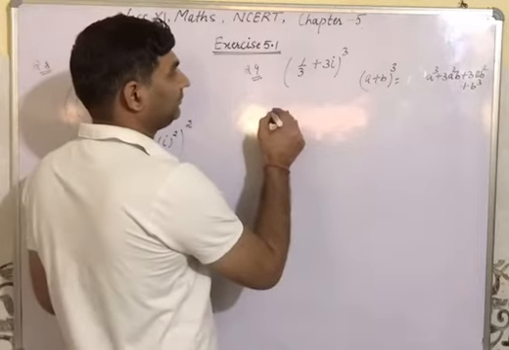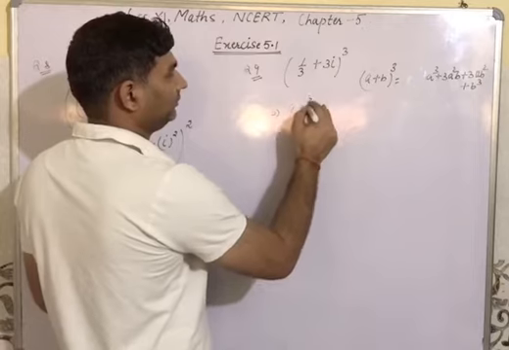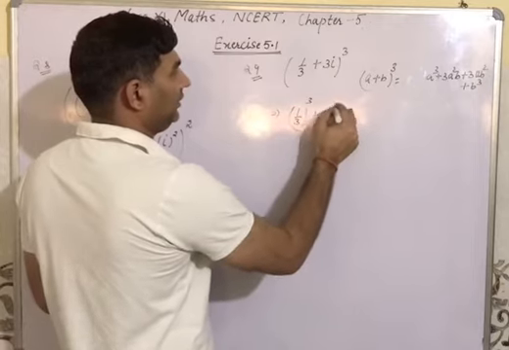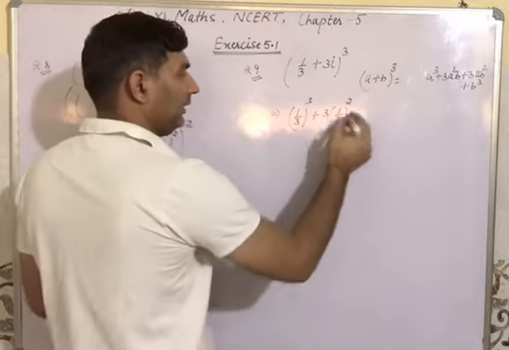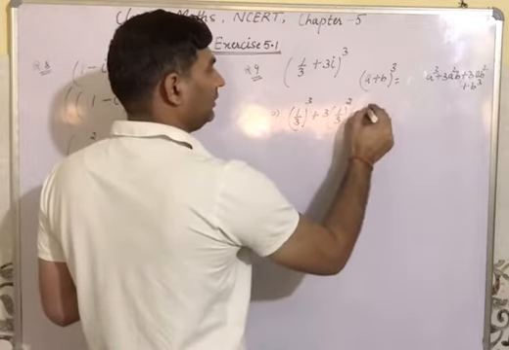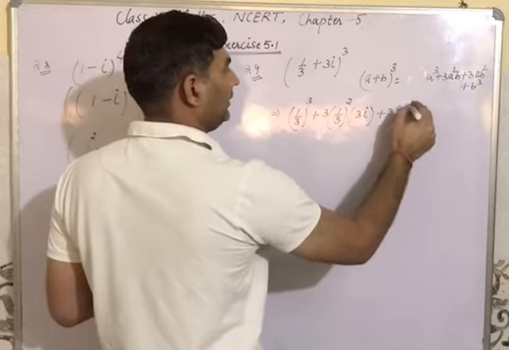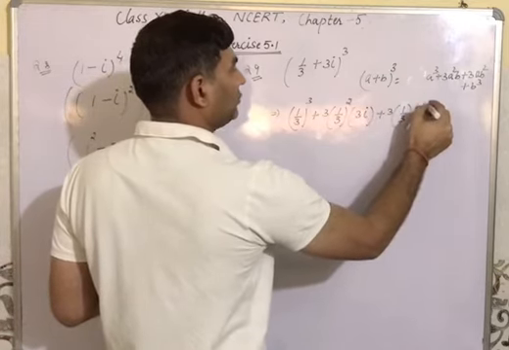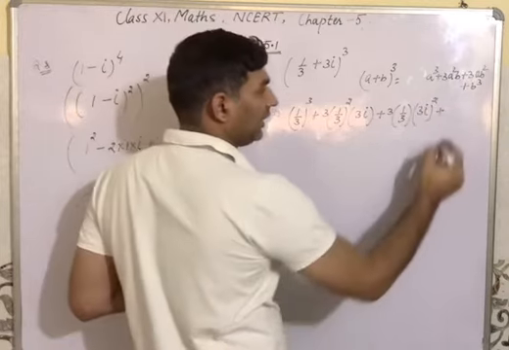And then this cube: (1/3)³ plus 3 into (1/3)² and then 3i, plus 3 into 1/3 and then (3i)², and plus (3i)³.